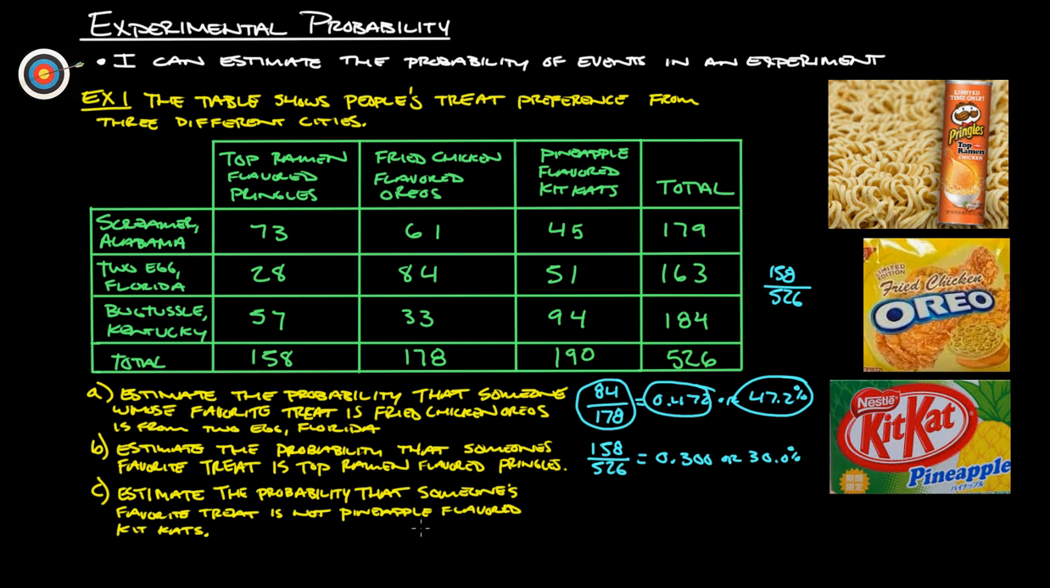Okay, and then last one here, estimate the probability that someone's favorite treat is not pineapple flavored Kit Kats. Okay, so total number of people then, because this is from everybody, is the 526. And then only 190 people, their favorite treat was pineapple flavored Kit Kat. So this top number really is going to be the 526 people minus the 190 people whose favorite treat was pineapple flavored Kit Kats. So this is going to give us the total number of people whose favorite treat was not pineapple flavored Kit Kats, right?